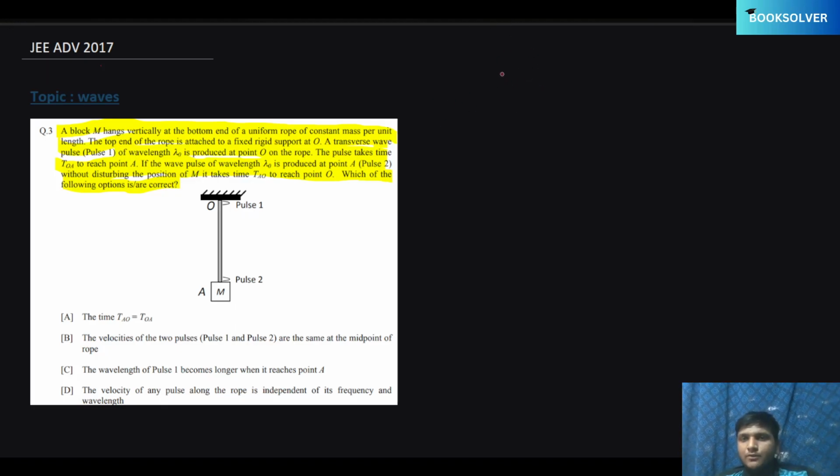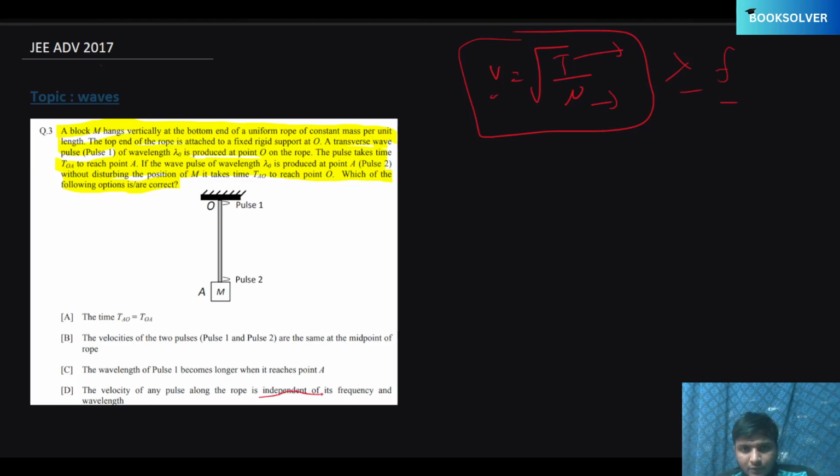We know that for a transverse wave in a rope, the speed is equal to root under T by mu, where T is the tension at that point and mu is the mass per unit length of that rope. Here we cannot find any term like lambda or frequency. So velocity is only dependent on the material property of the rope and the tension in it. So we can mark option D. It is independent of its frequency and wavelength, so option D is absolutely correct, as we have not found any term of lambda and f here.